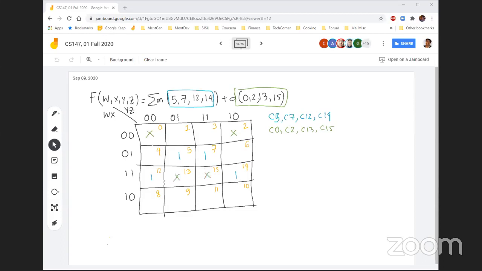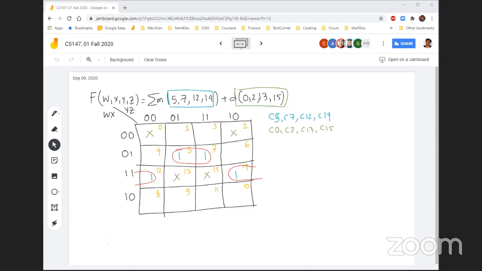Now we start our group combination process. Initially, we just try to group the 1s, okay? As a step, maybe this is 5, 7. So cells 5 and 7 can be grouped together because they are adjacent, they neighbor each other. And also group 12 and 14. They are also adjacent to each other.